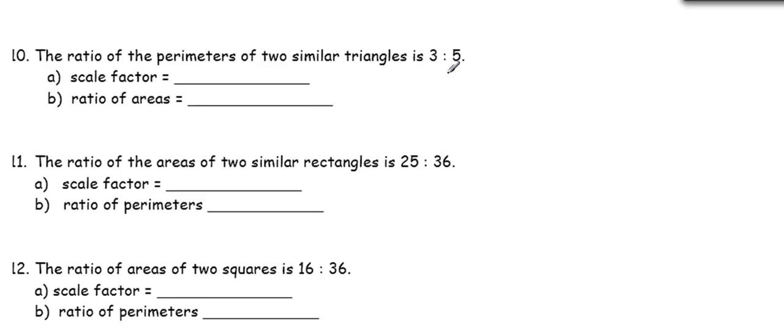Alright, so why don't you give number 10 a shot? We have the ratio of the perimeters is 3 to 5, so that's a to b. We want the scale factor and the ratio of the areas. Pause the video and see if you get what I get.